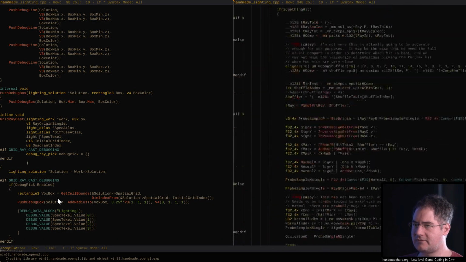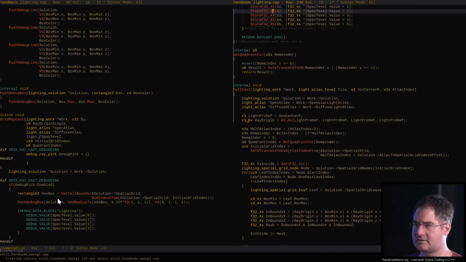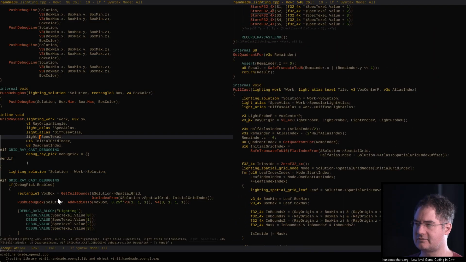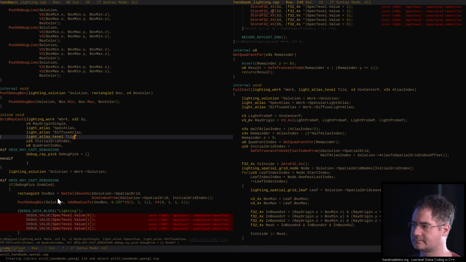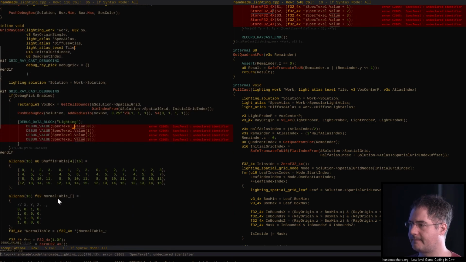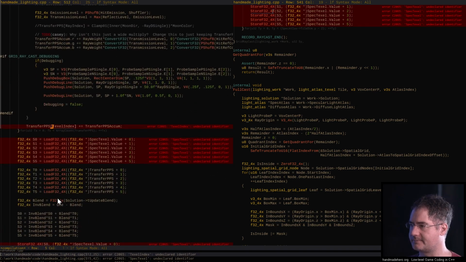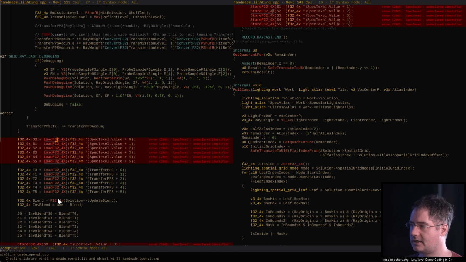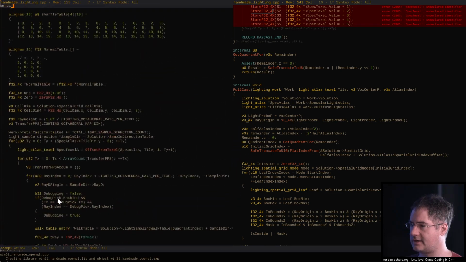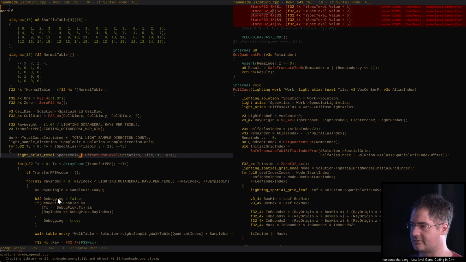So what is that value? We just saw it. What is the name of the type? Light Atlas Texel. Oh, so it's just Light Atlas Texel tile, I guess. I don't know what that was for. We can put it back in if we need it someday. So yeah, this is TX. And the spec texel is now not A, it's just spec texel.